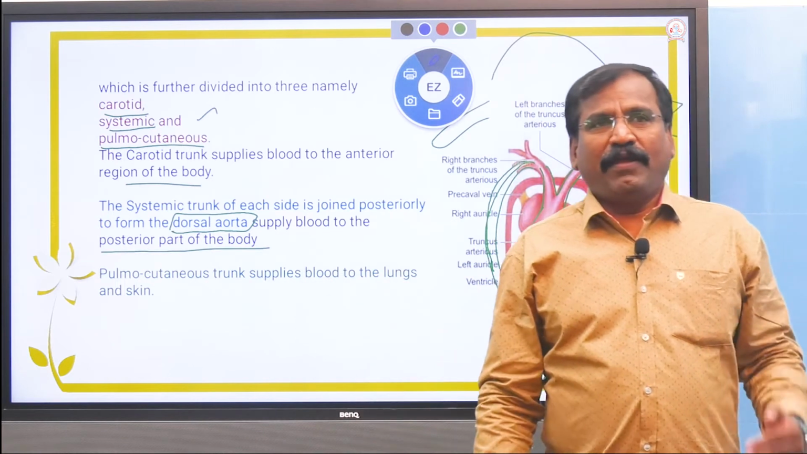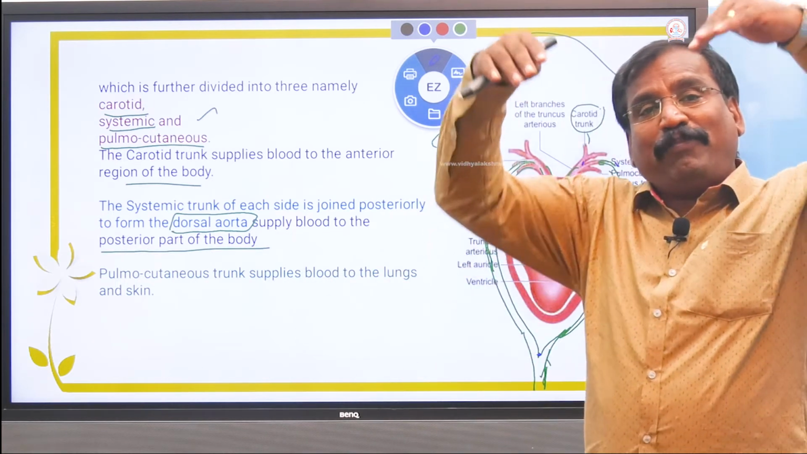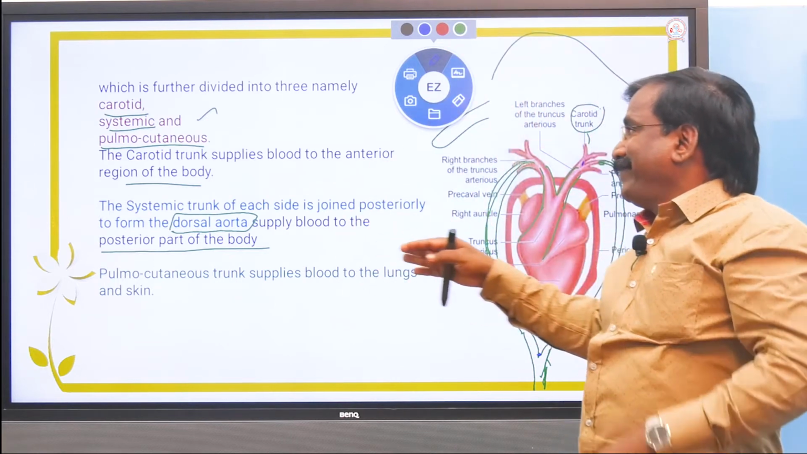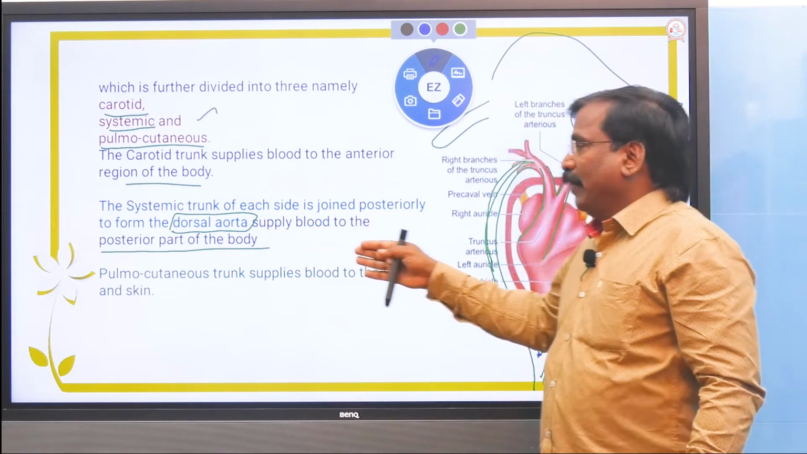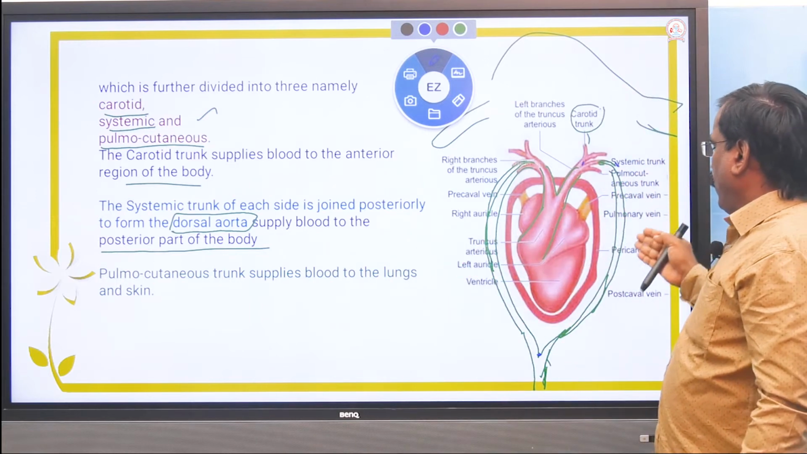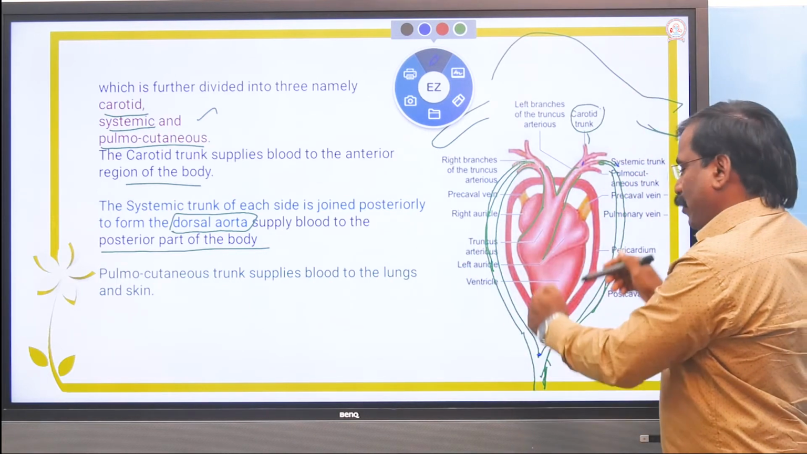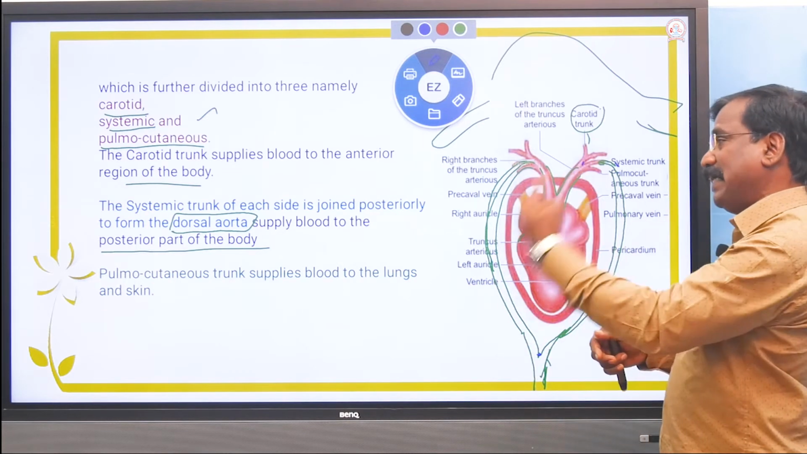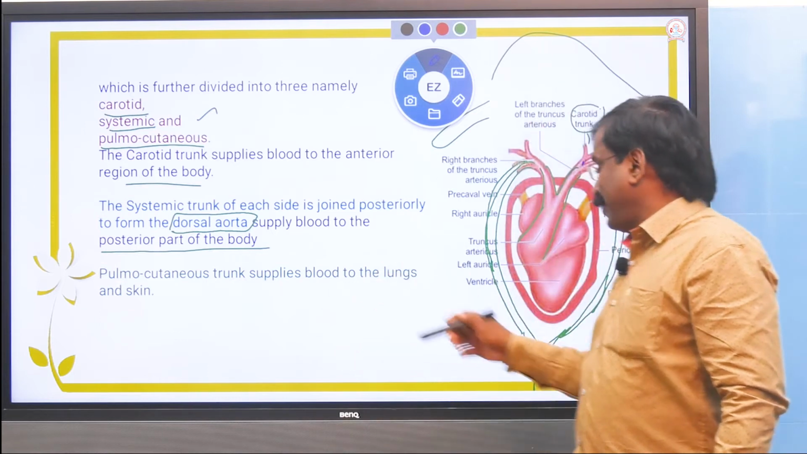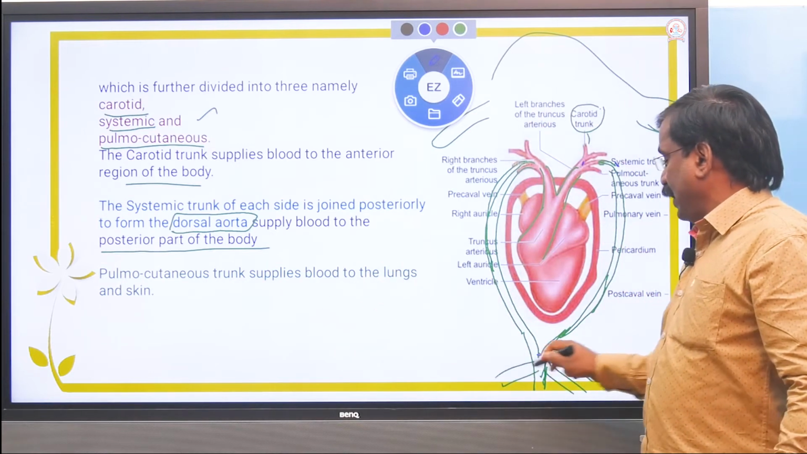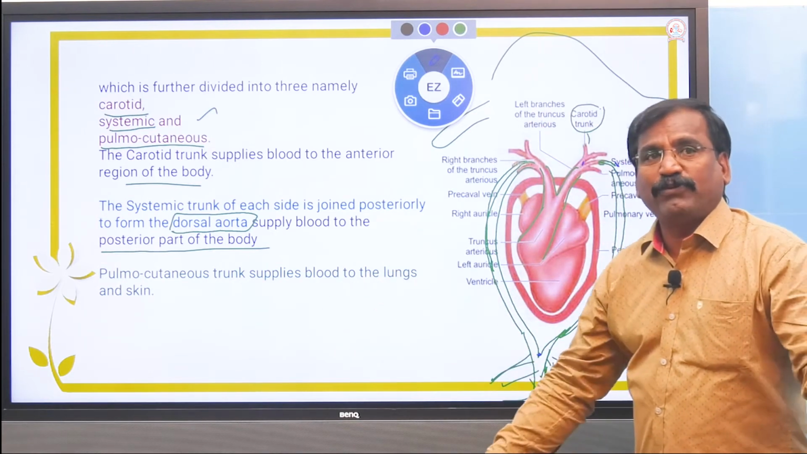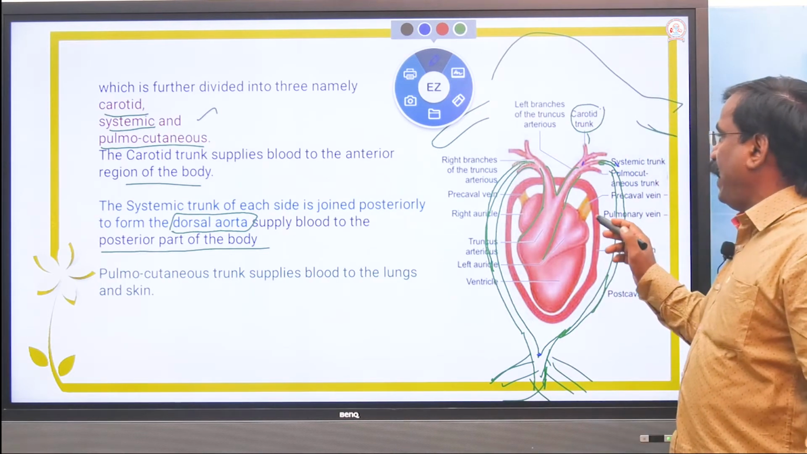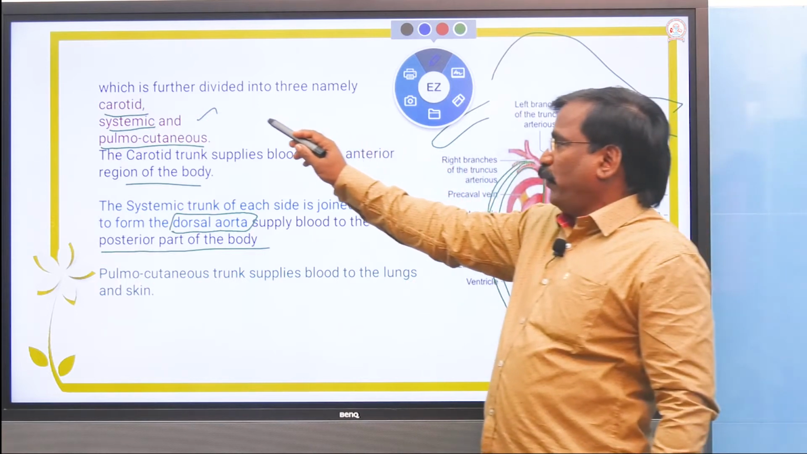Carotid supplies blood to the anterior head side, and the systemic trunks, both run posteriorly, join and fuse to form a single duct called the dorsal aorta, that supplies blood to the posterior region, the backside of the body. Coming to the third one, the pulmocutaneous trunk.